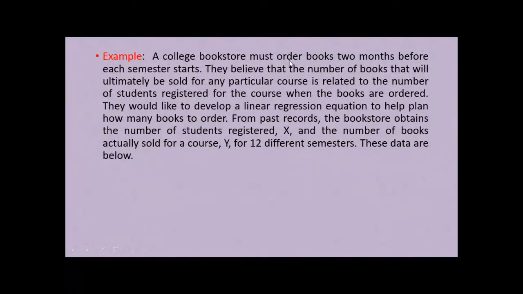The college bookstore must order books 2 months before each semester starts, right? They believe that the number of books that will ultimately be sold for any particular course is related to the number of students registered for the course when the books are ordered. They would like to develop a linear regression equation to help plan how many books to order. From past records, the bookstore obtains the number of students registered as X and the number of books actually sold for the course as Y. For 12 different semesters, the data has been shown below.